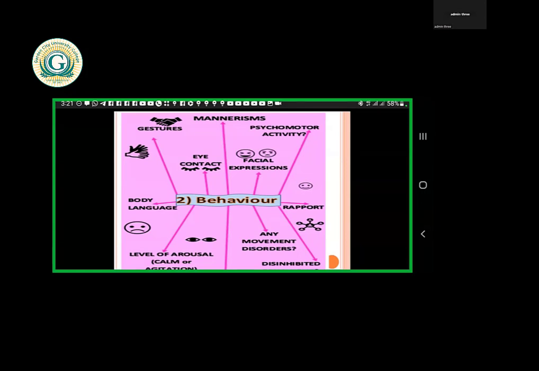Now, another behavior can be the mannerisms of the patient. Is there something that small time he taps his leg or taps on the hand or hits another person?